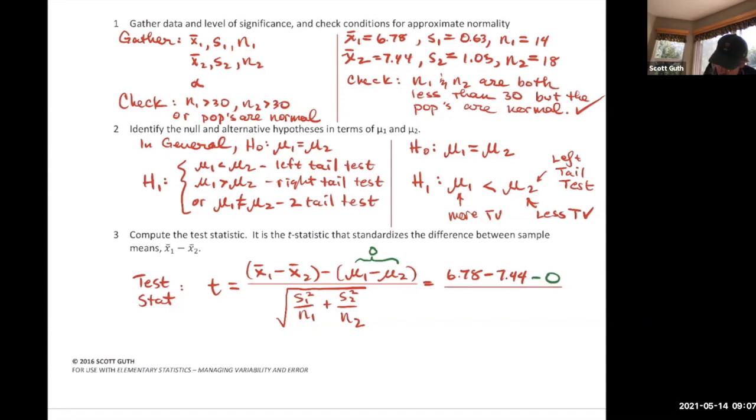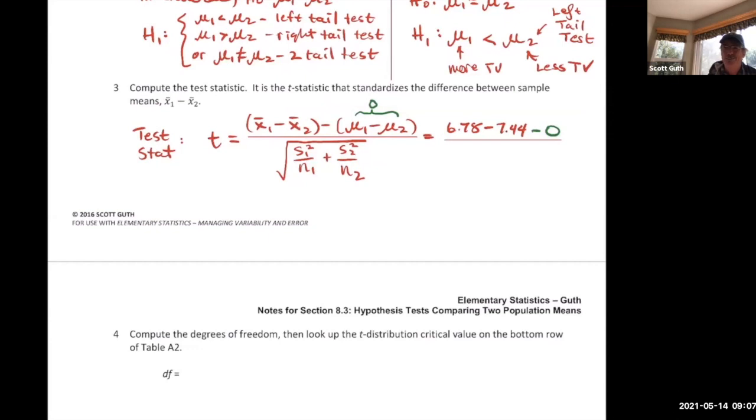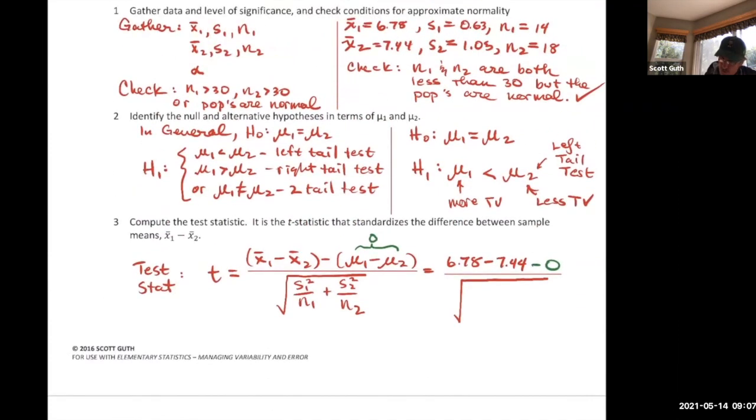Okay, and this mu1 minus mu2 doesn't really need to be in the formula, except technically you could say that the difference is 10 years or something like that. Okay, so then in the denominator, the standard deviations were 0.63, and that's squared over 14, plus the other variance 1.05 squared over its sample size, which is 18. Okay, guys, so why don't you try and do this computation?